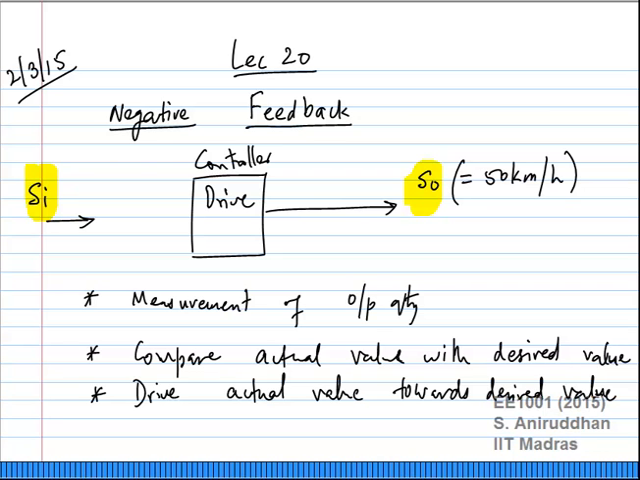The next step is to compare the actual value with the desired value. The actual value is the instantaneous value of SO, and the desired value may be SI. And then finally you input something to the controller such that the actual value is driven towards the desired value. Is that clear? Any questions on this? This is just a very generic feedback concept. I expect this should be fairly intuitive, I would think.